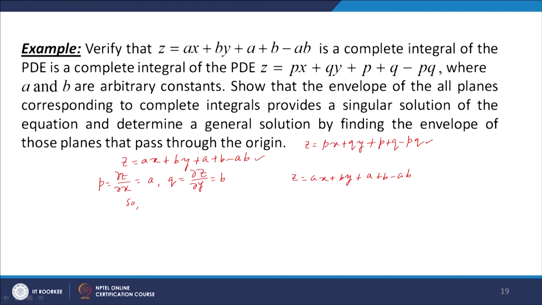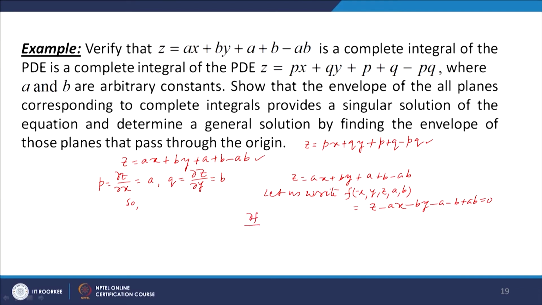Now let us show that the envelope of all planes corresponding to the complete integral provides a singular solution of the equation. For that, let us write f(x, y, z, a, b) equal to z minus ax minus by minus a minus b plus ab equal to 0, and find its partial derivatives with respect to a and b.